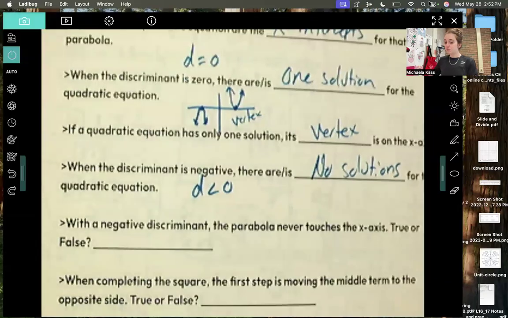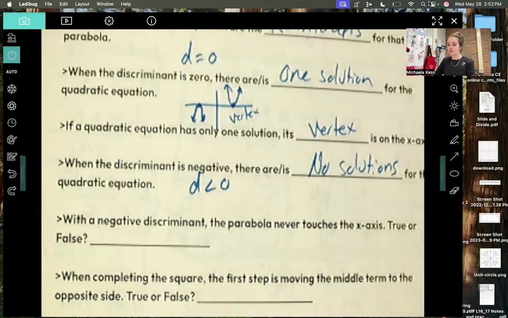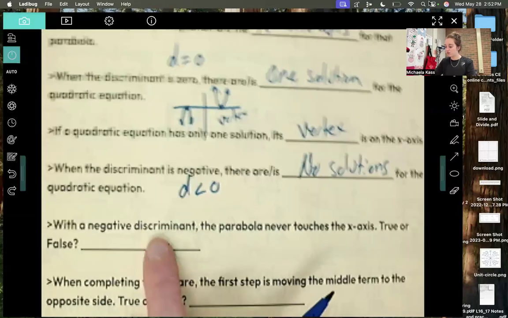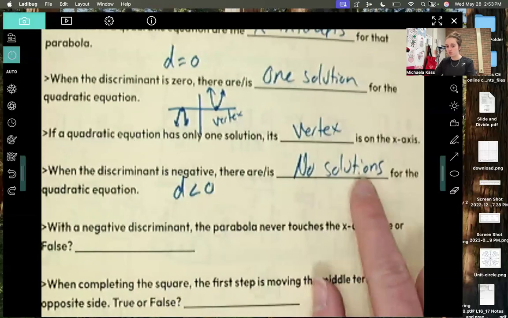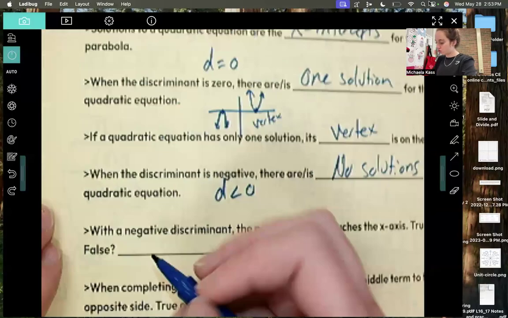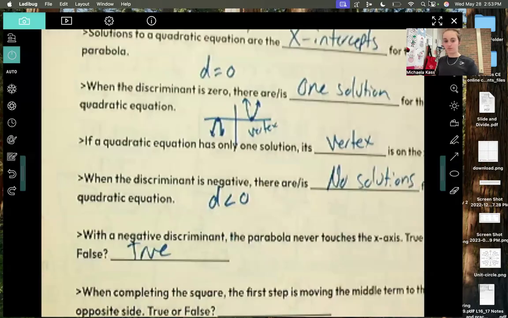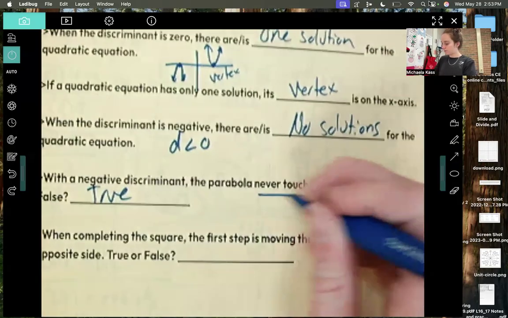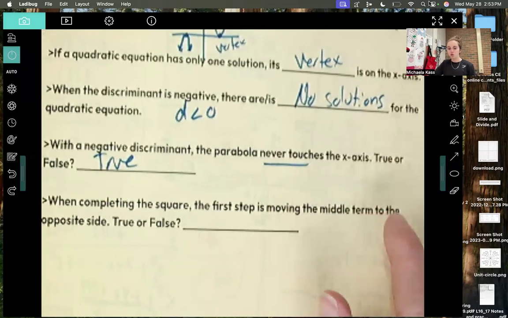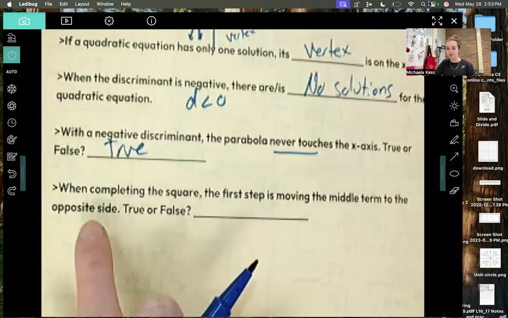With a negative discriminant, the parabola never touches the x-axis. True or false? If it's a negative discriminant, it means there are no solutions. If you forgot, we did draw a picture. No solutions. Is this touching the x-axis? No, it is not. So that is true. It never touches. And then the last question here says, when completing the square, the first step is moving the middle term to the opposite side.